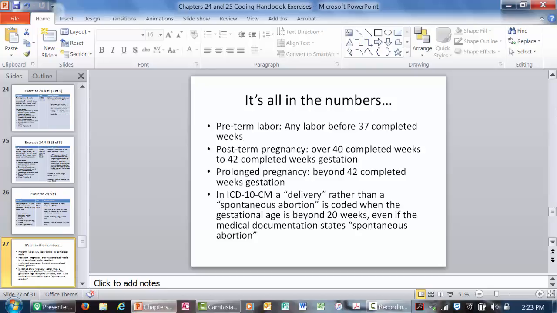Preterm labor, any labor before 37 weeks, 37 completed weeks. Post-term pregnancy is over 40 completed weeks to 42. That's a post-term. But when you get beyond 42, now you're talking about a prolonged pregnancy. And I make the note here that whenever you are coding a spontaneous abortion, if the gestational age is beyond 20 weeks, you're going to look up delivery in the index to get you to the correct code.